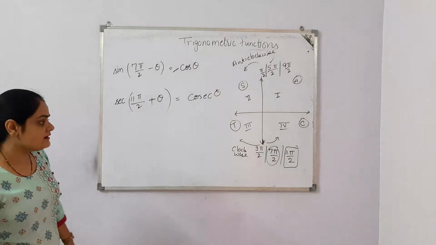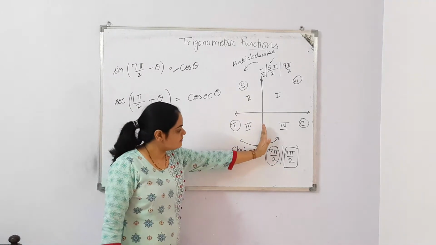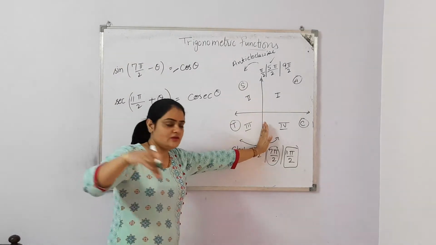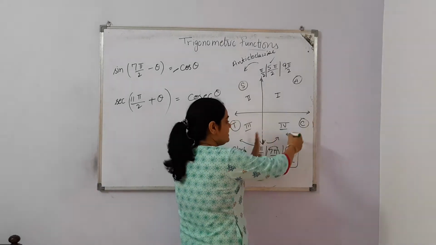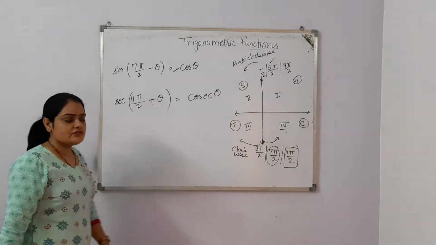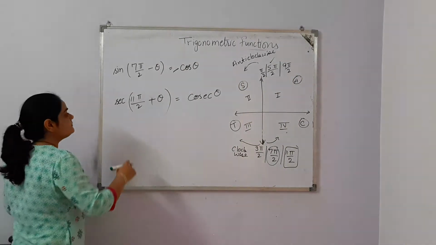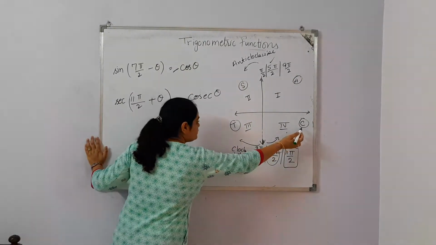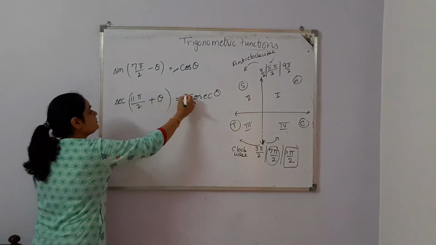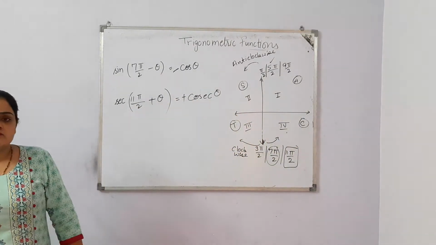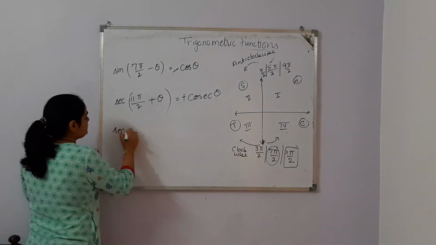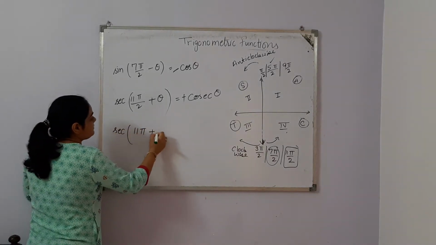That means the fourth quadrant, because at 11 pi by 2 we are on this line and we need to rotate anti-clockwise. Anti-clockwise is this direction. So which quadrant comes first? Of course, the fourth quadrant. So in the fourth quadrant, secant: of course, C means cos and secant are positive. So we'll write a positive sign with cosecant. Let's do one or two questions with the same question with pi as well.